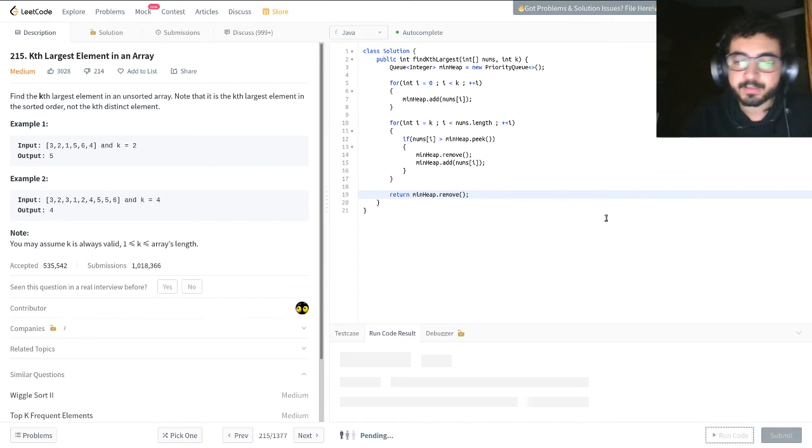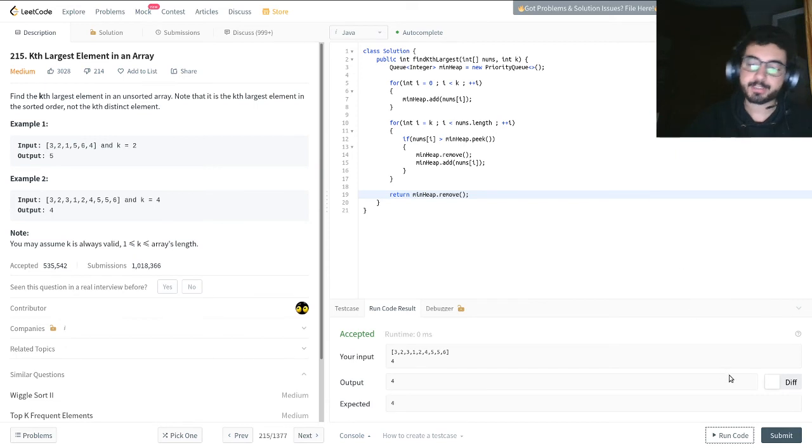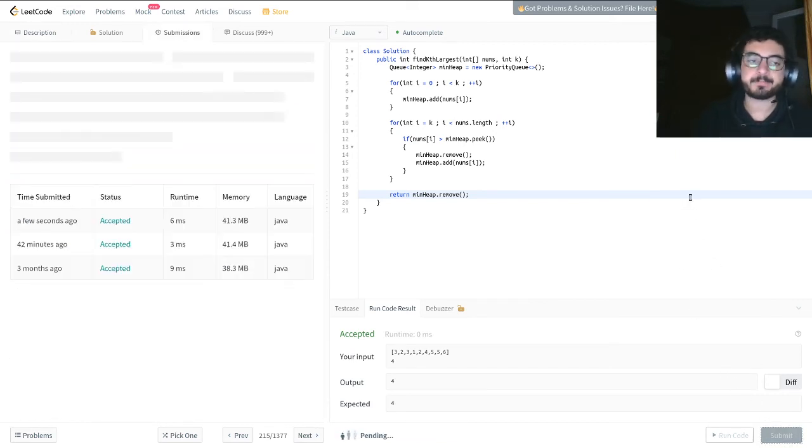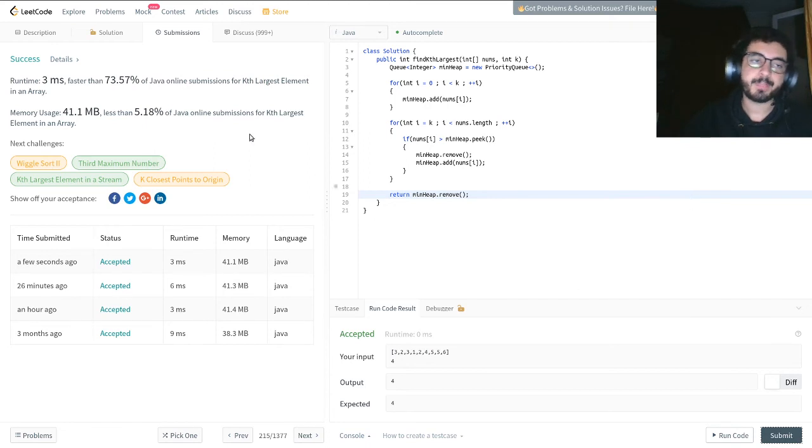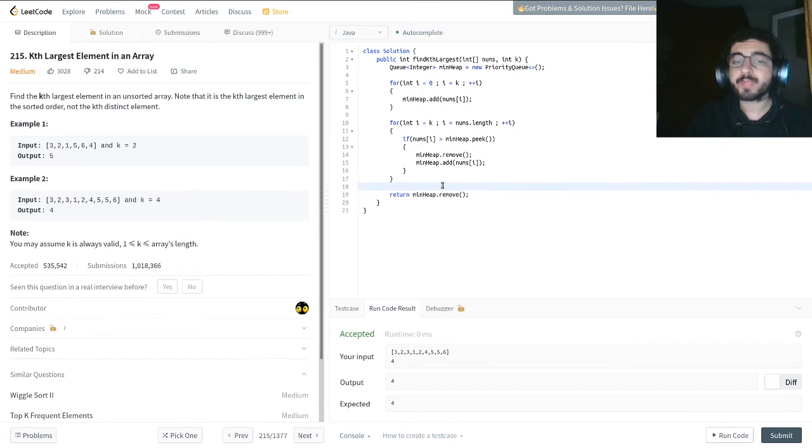Let's run this, and it works as expected. Let's submit, and it works basically twice as fast as the sorting approach. That's it for that question. As I said, it's a pattern that could solve a lot of questions using the same approach. In coding questions, it's all about patterns, not just solving a lot of questions, but understanding the pattern underneath, the approach that you should take.